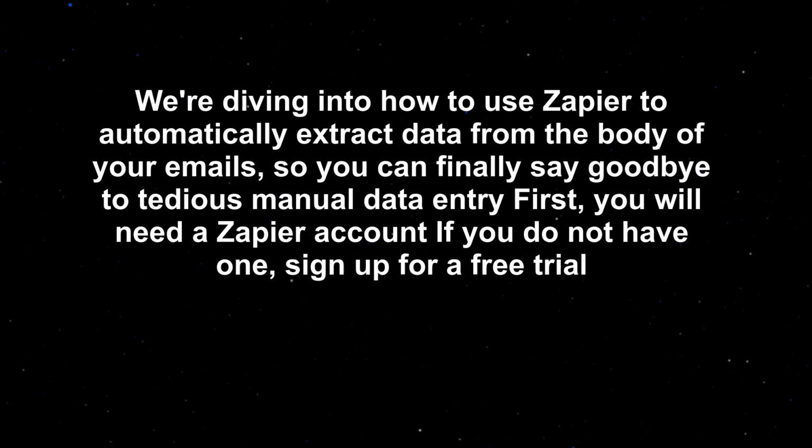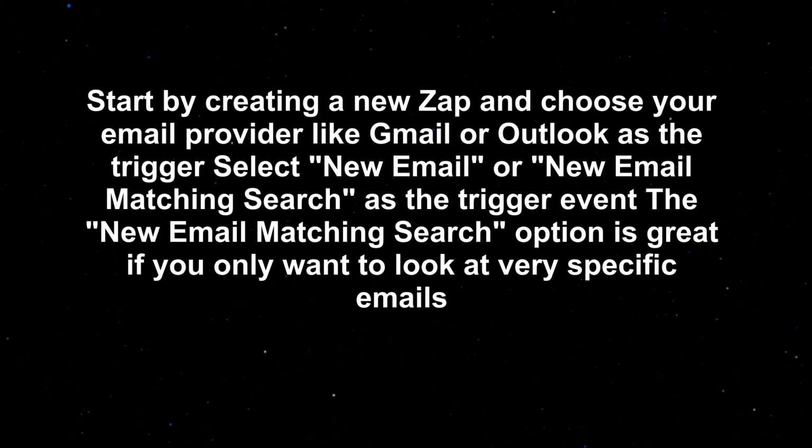First, you will need a Zapier account. If you do not have one, sign up for a free trial. Start by creating a new Zap and choose your email provider, Gmail or Outlook. As the trigger, select New Email or New Email Matching Search as the trigger event. The New Email Matching Search option is great if you only want to look at very specific emails.